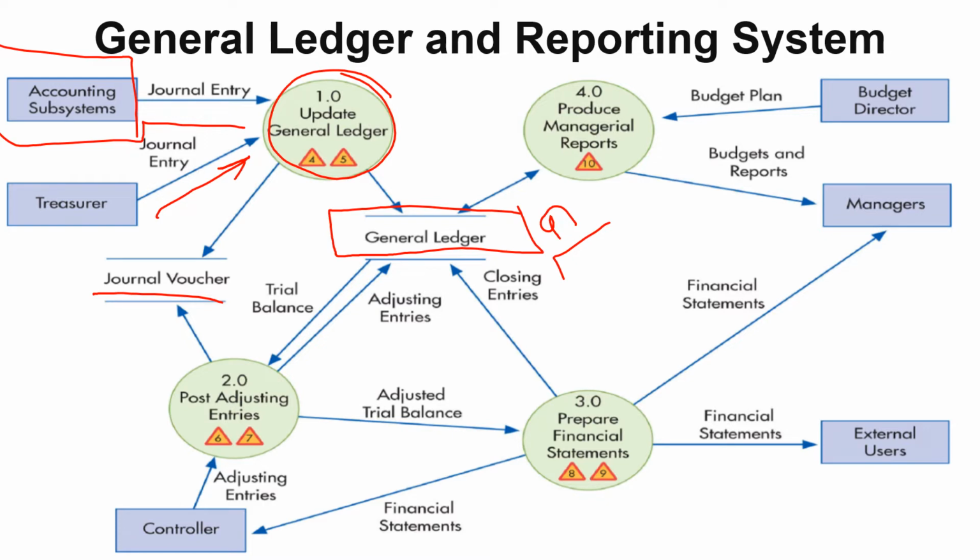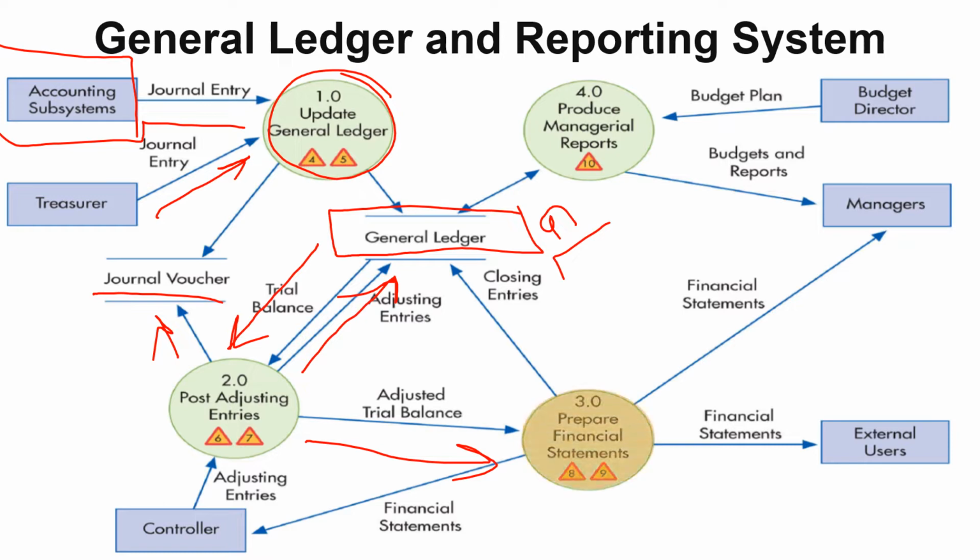And if you notice here, we have two ways. First, updating with the trial balance before adjustment, and then after the adjustment it will update the general ledger again with the trial balance after the adjustment. Okay, then after that, the adjusting entries will update the journal vouchers, and will also pass the adjusted trial balance to preparing financial statements.